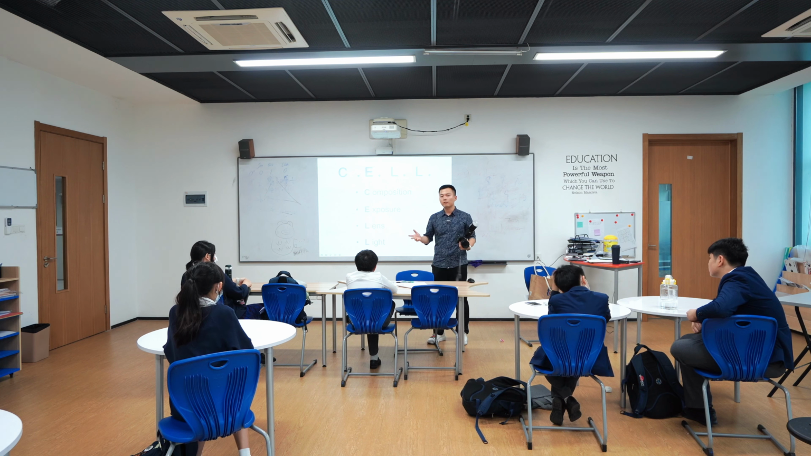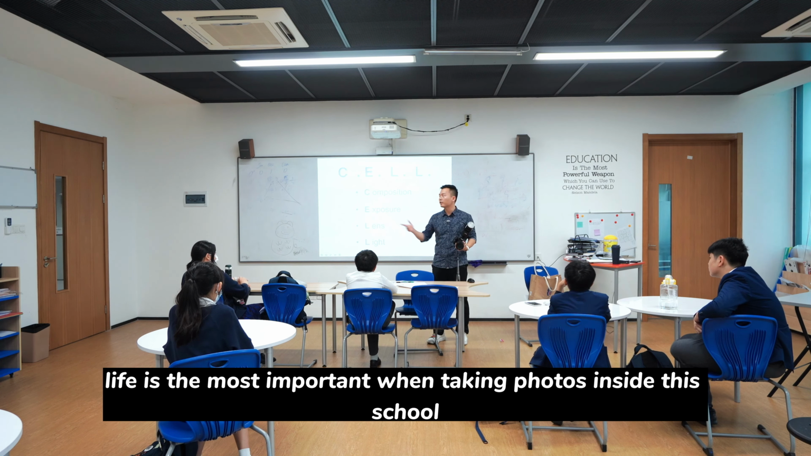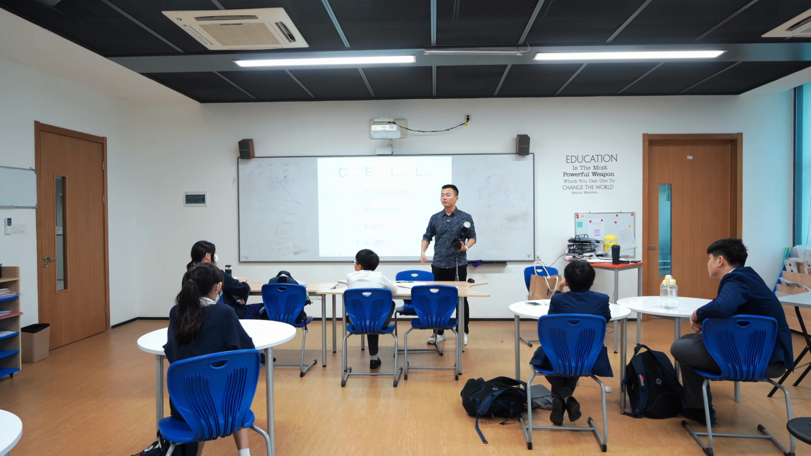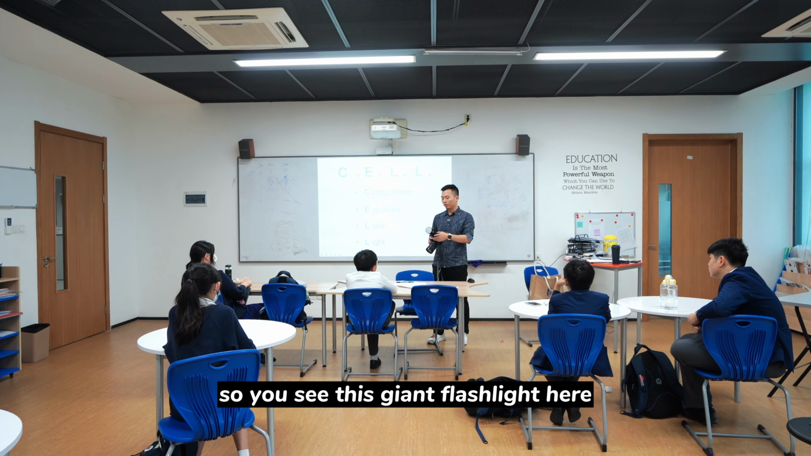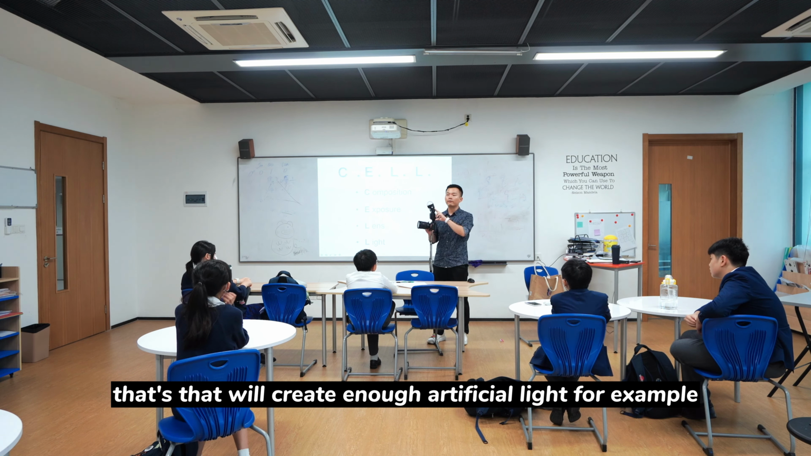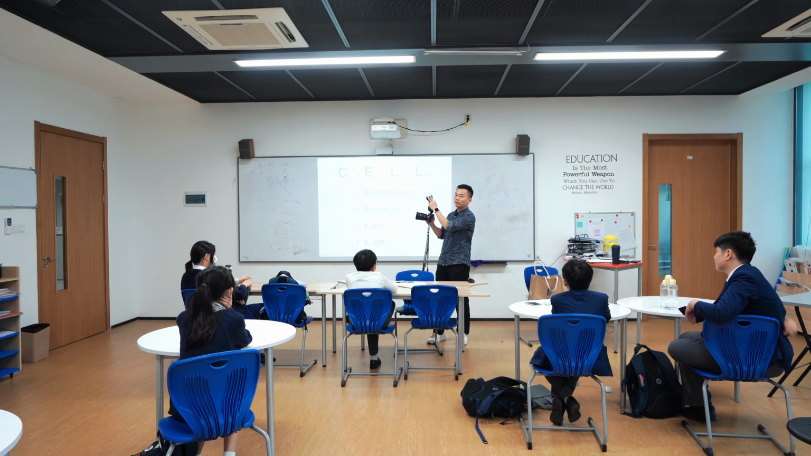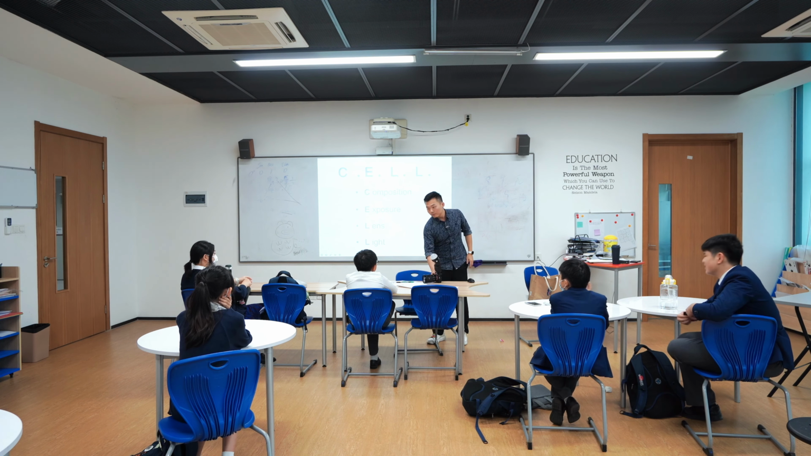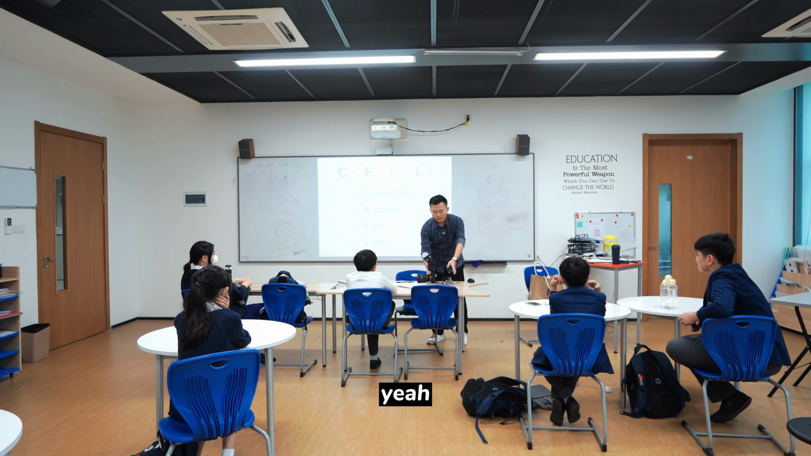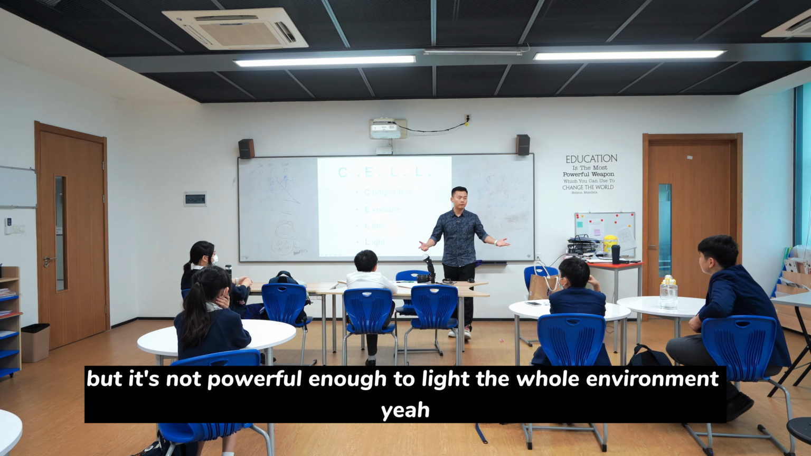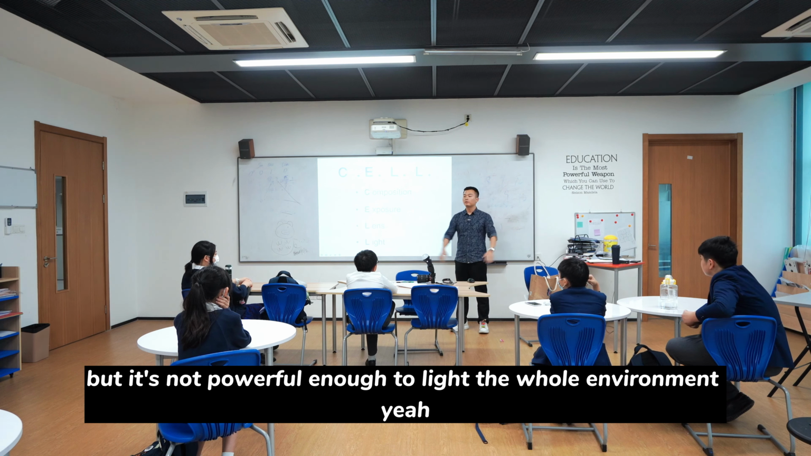Actually, for me, light is the most important when taking photos inside this school, because you see it's pretty dark outside. Even in the daytime, we don't really have enough daylight. So you see there's a giant flashlight here that will create enough artificial light. For example, when I'm taking photos like this, you will see the light. So this is the 闪光灯, right? But it's not powerful enough to light the whole environment.